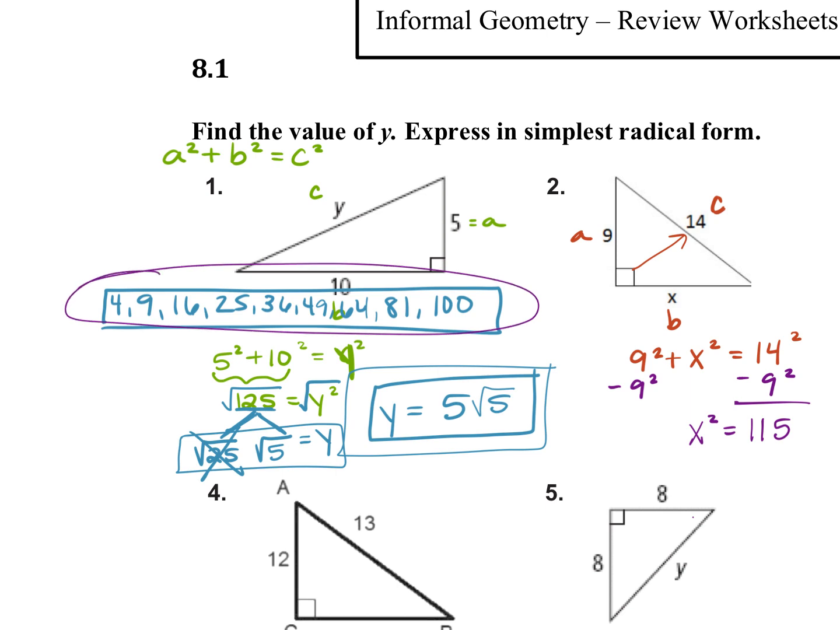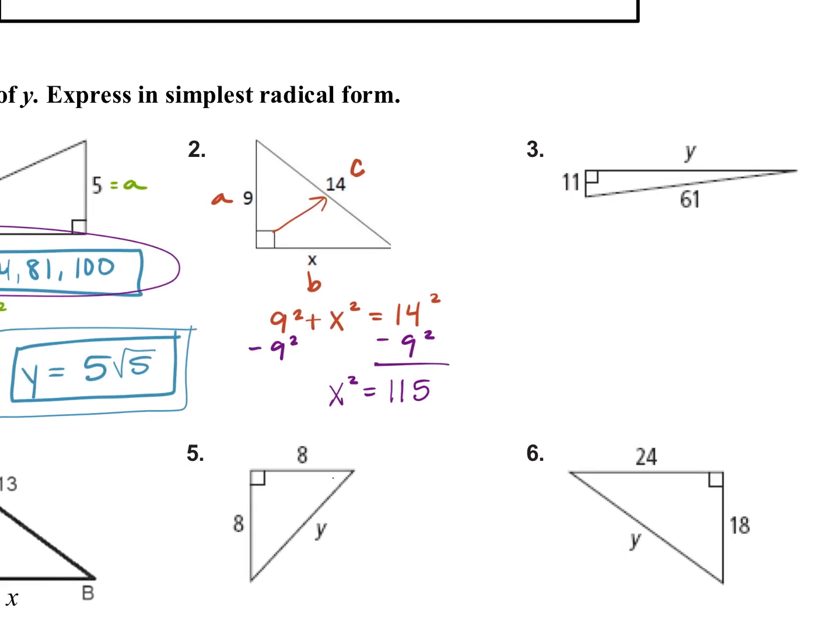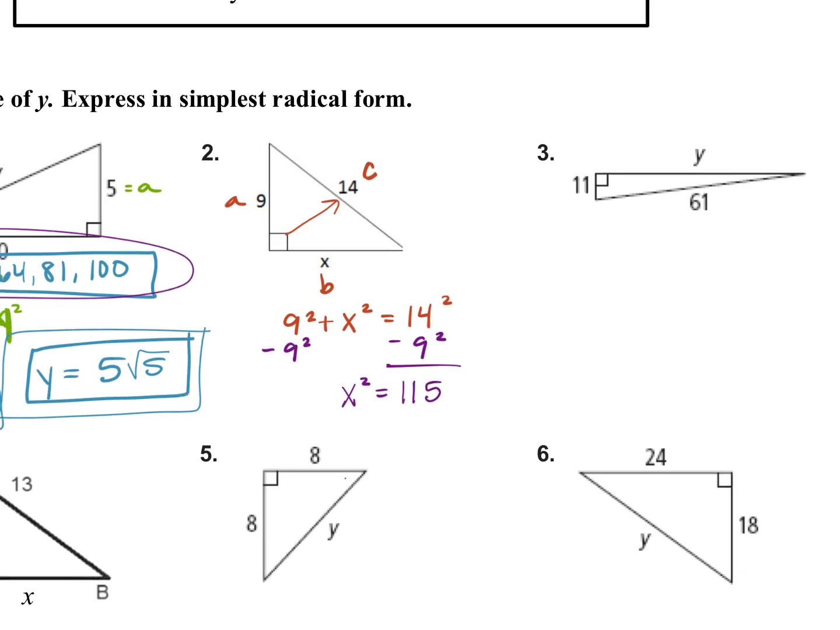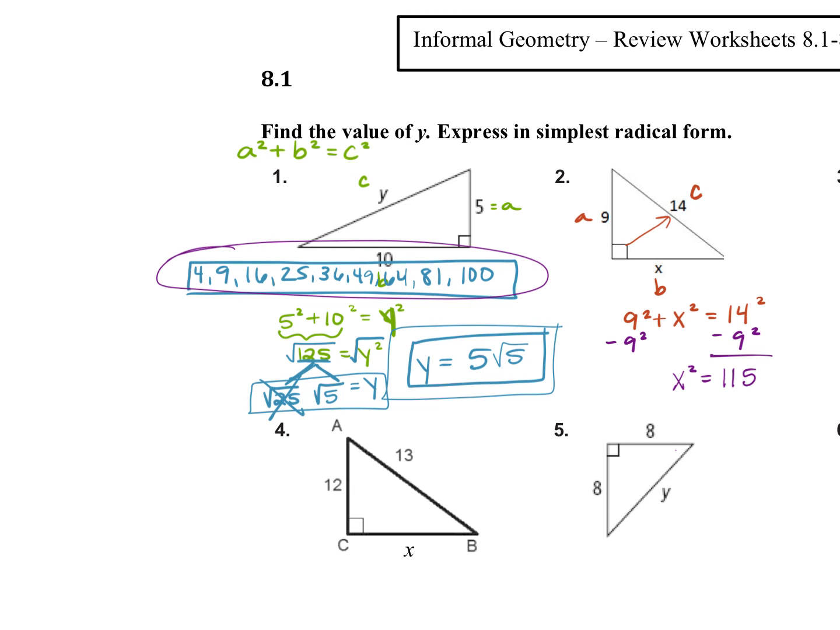Do you remember how to do this? If you have 14 minus 9, that's 5. But it's not 14 minus 9, remember, it's 14 squared minus 9 squared. That's why I'm saying plug it into your calculator, because your calculator is going to figure it out for you.